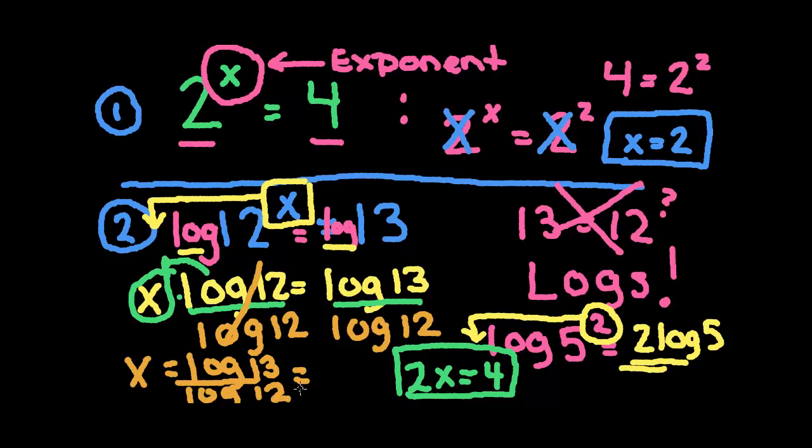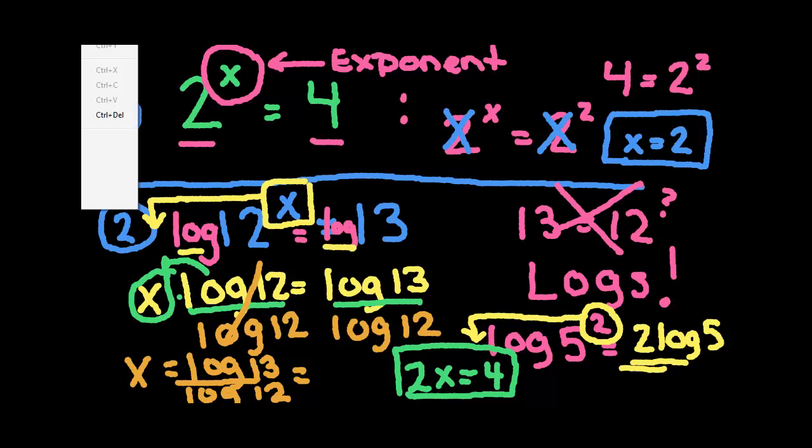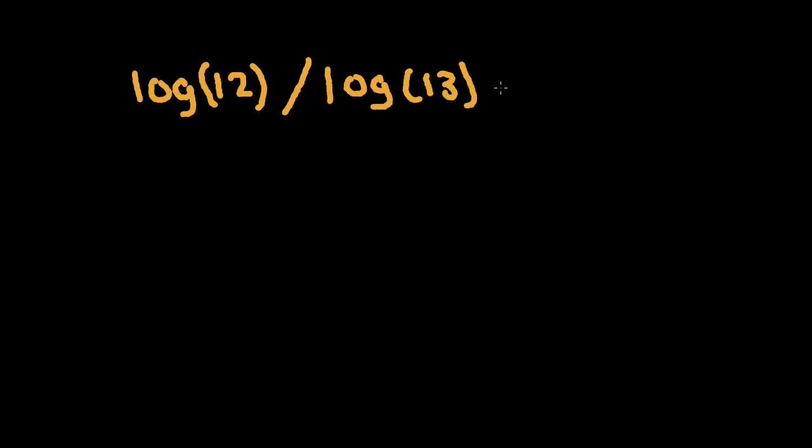And again, that's just a number. So you take that and you punch it into your calculator. Let's clear the screen here. So take log 12 on your calculator, hit the divide key, hit log 13, and punch that into your calculator so it will look exactly like that. And you will get the value 1.03 if you round. And that's your final answer.